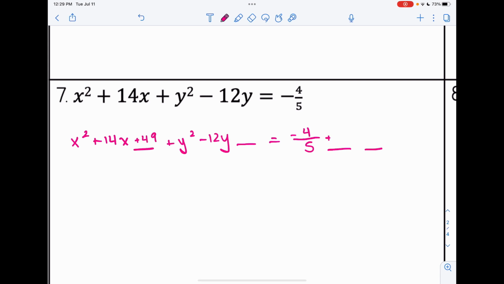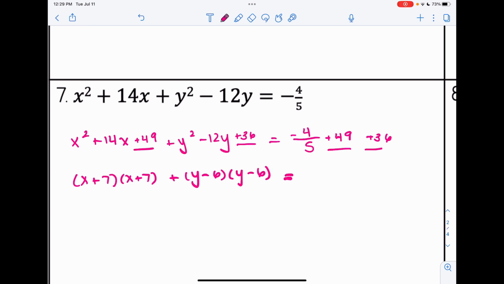So plus 49 and plus 36. I'm going to go ahead and factor the 2 trinomials. And over on the right is where some people might start to get thrown off. So when I take a look at this, I have -4/5 plus 49 plus 36. If it helps you and you want to make the -4/5 -0.8, suppose you could do that too. That's not necessarily a problem. But I'm just going to keep it as a fraction, and I'm going to add these together.